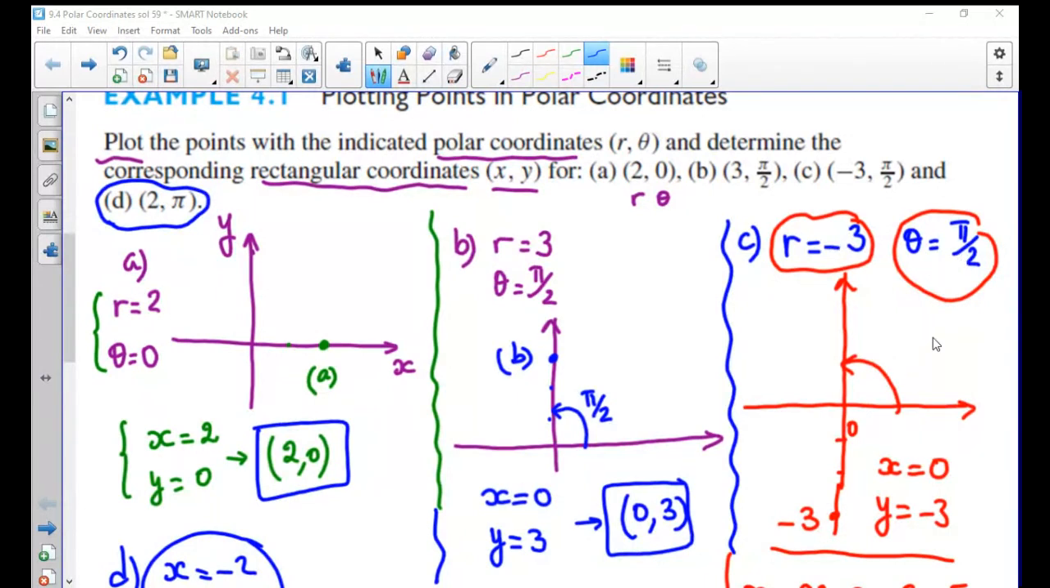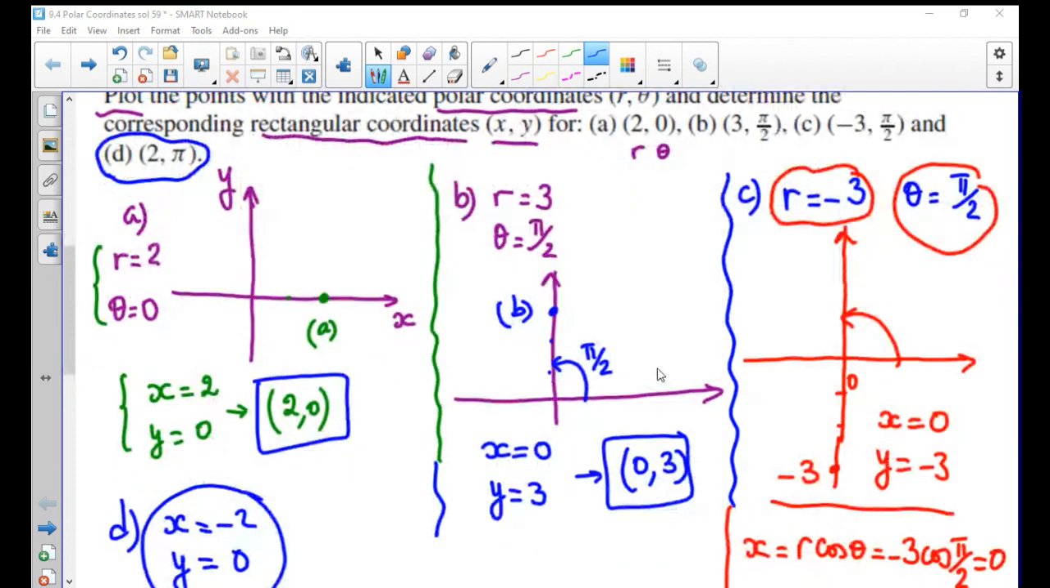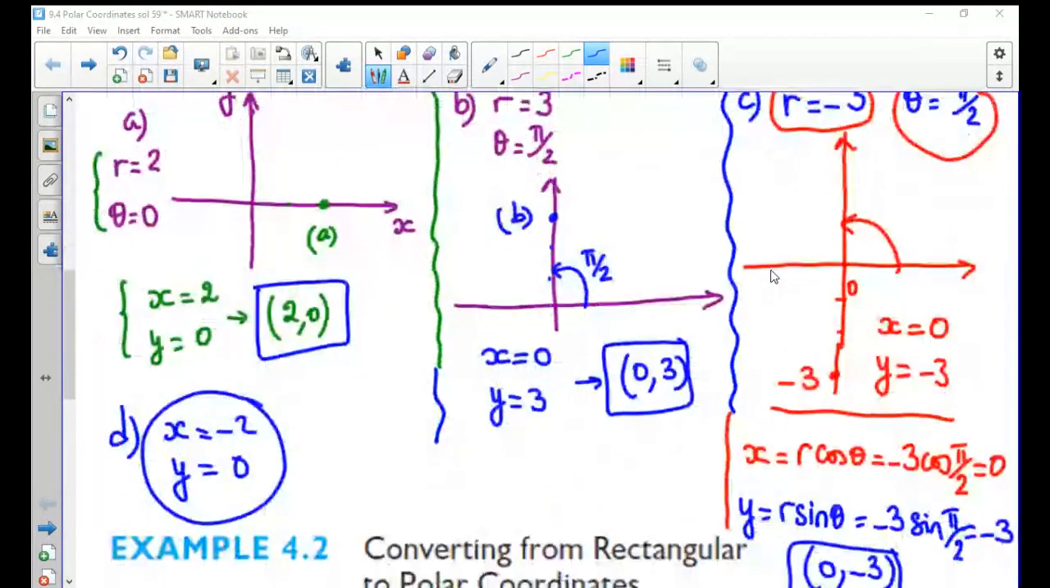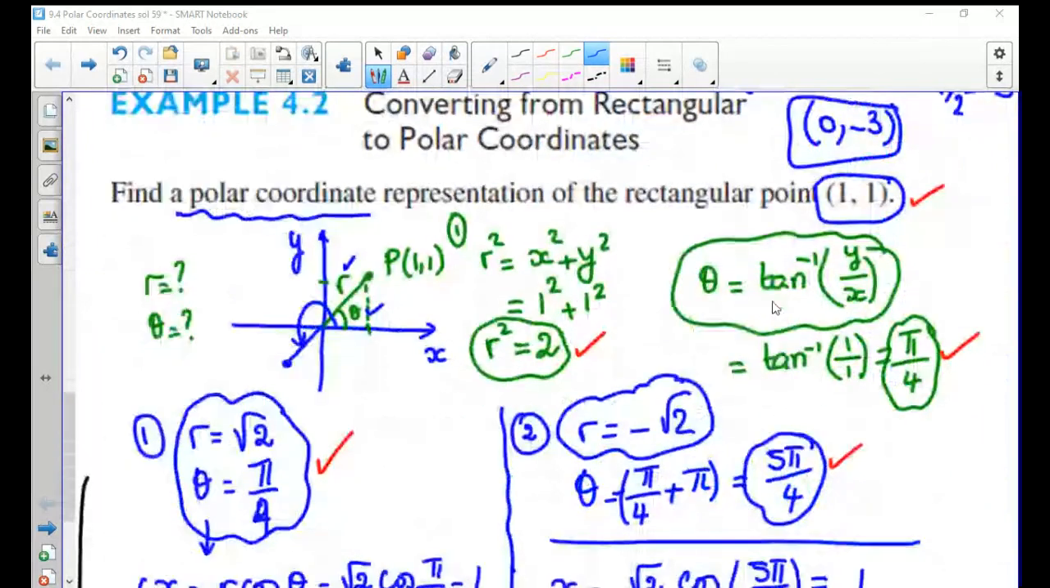theta pi over 2. That means you need to go to pi over 2 here, 3, and then you go to the other side. You go to the point minus. So the point in this case will be this point here, which is x equals 0, y equals -3. So basically, r negative means you need to add pi to the theta that you are given.